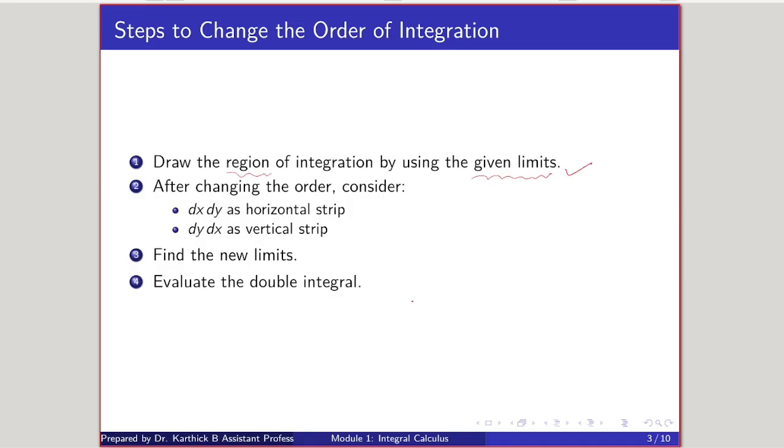Then the second step, we want to change the order of integration. If they have given dy dx, then we will change it into dx dy, and then we will choose the strip as horizontal. If they have given dx dy, we will change it into dy dx, and then we have to choose the vertical strip.